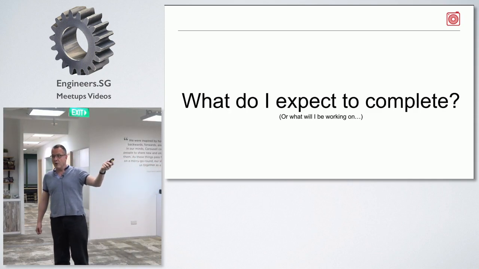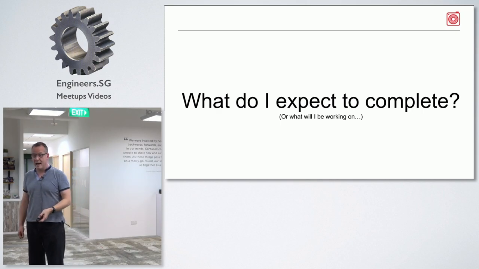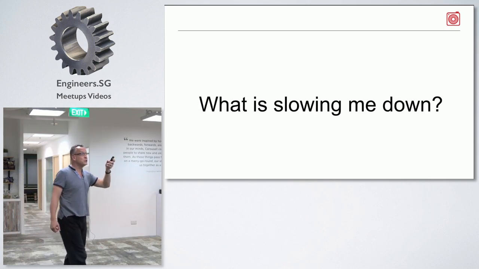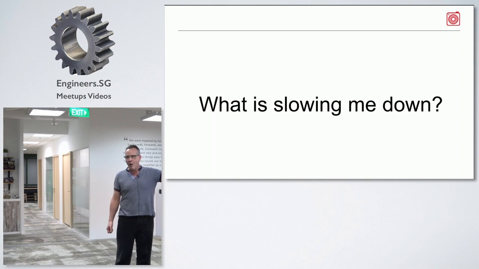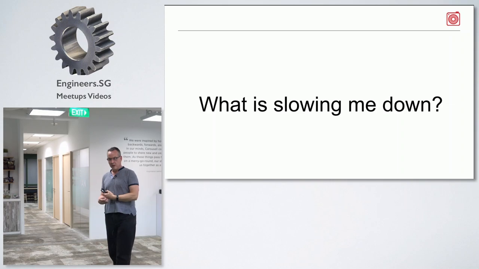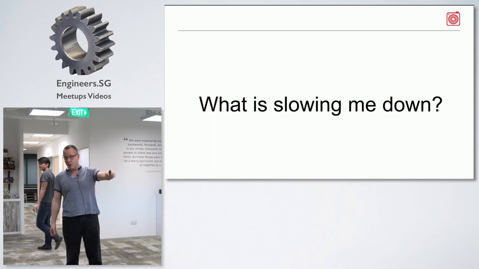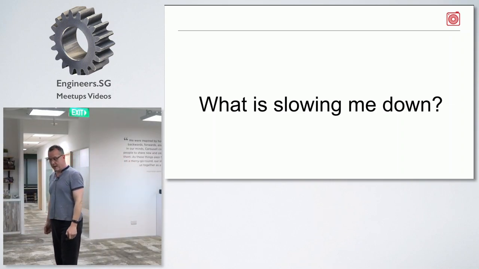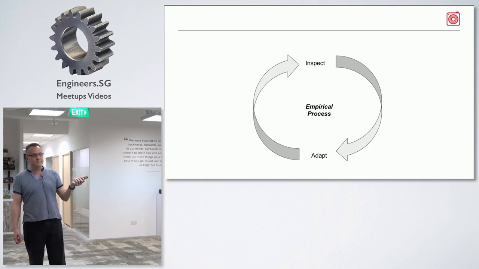Inspection. If people are not making progress here, we need to adapt. This is going to lead to a failure in the project. You're going to miss something if this keeps going on. Okay? Inspect, adapt. If you remember nothing else, inspect, adapt.